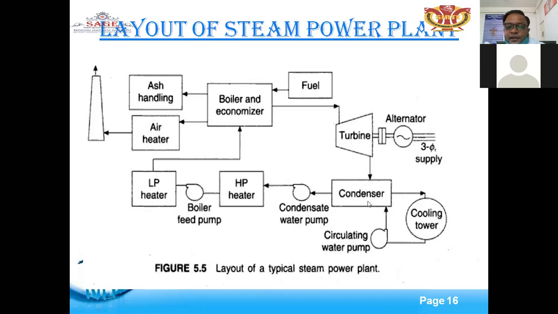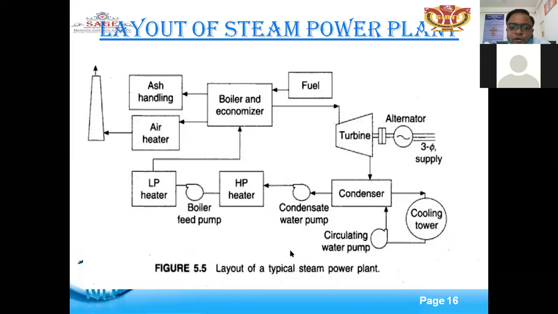After the steam condenses in the condenser, the condensate goes to the condensate water pump where it is pumped back to the HP heater. The liquid water is then pumped back to the boiler feed. The LP heater is there because, if the water is not sufficiently heated, the low pressure heater is required for producing heated water and supplying it to the boiler and the economizer device. And the chimney is installed here for the escape of the exhaust gases to the atmosphere.